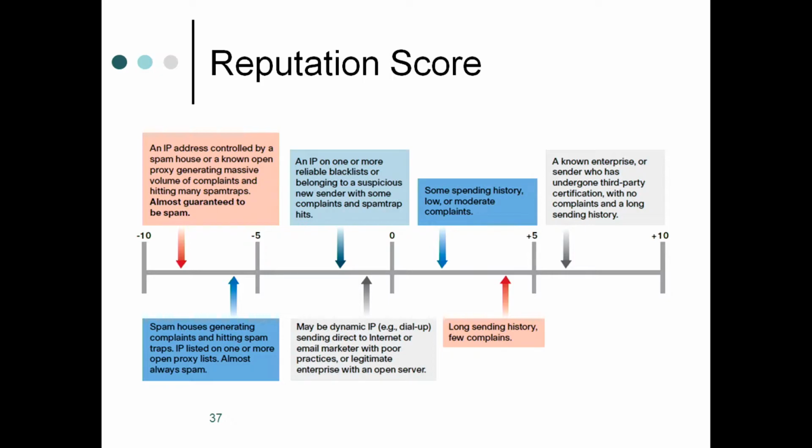Now this middle area is where we have to decide, as an admin, what to do. So for example, this is -1. So maybe a dynamic IP, a legitimate enterprise, maybe with poor configuration. But if you go to the positive, some sending history but newer sites, so we can set the filter at 0, or we can set it on the negative side, or we can also set it on the positive side. It depends on how you want to configure it.